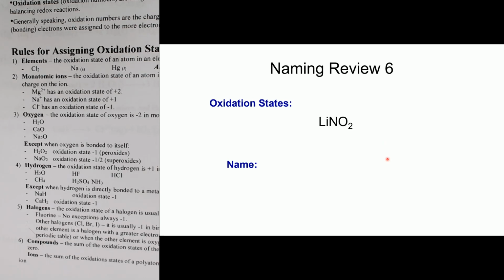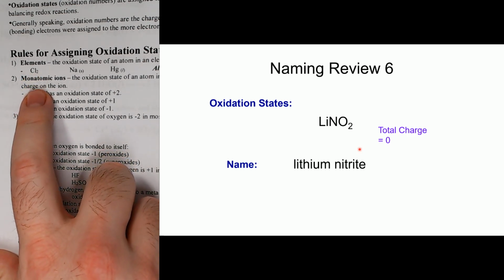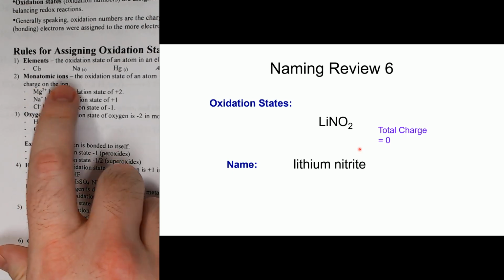Our next one here is lithium nitrite. So lithium nitrite is a neutral compound. And since it's not an element by itself, it's a neutral compound, the total charge on a neutral compound, of course, is 0. So we'll put a 0 there. So now we want to look at our rules. It's not an element by itself. Is there a monatomic ion present? Well, yes, there is a monatomic ion.